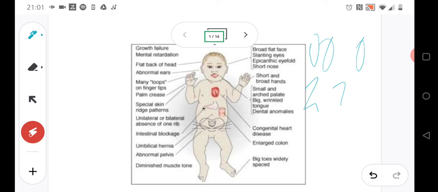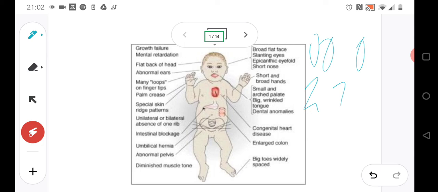Small and arched palate, big wrinkled toe, dental abnormalities. So generally, it may cause the children to have their tongue out quite frequently. Congenital heart diseases. Children with Down syndrome are one of the most common patients of pediatricians and cardiosurgeons, because it's very common and quite frequently treatable.